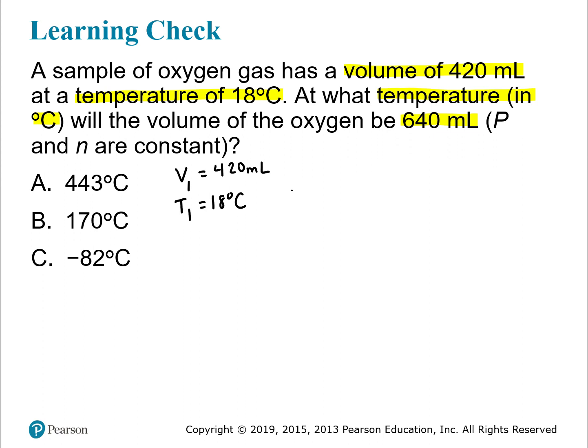We're asked about what the temperature will be. So we don't know that one. That's a question mark. But we know that the new volume is 640 milliliters. When all you have is volume and temperature, you're going to use Charles's law.